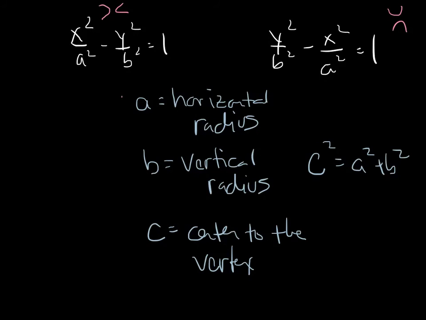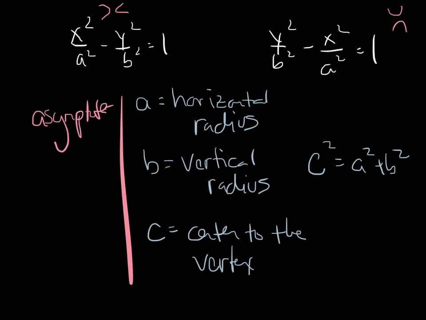Now, on top of that, we have asymptotes. Asymptotes are always of the form y is equal to b over a x, or y is equal to negative b over a x. We'll see how that works in the center, but just remember that b is our vertical radius and a is the horizontal radius, and it goes to the corner of the box. So from the center, it goes up b, right a, or down b, right a. So that gives the positive b over a and negative b over a. The pertinent information we'll talk about next.